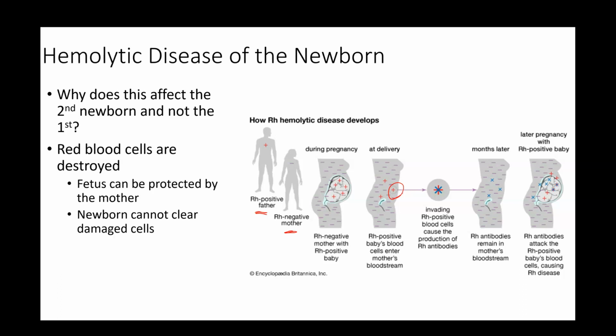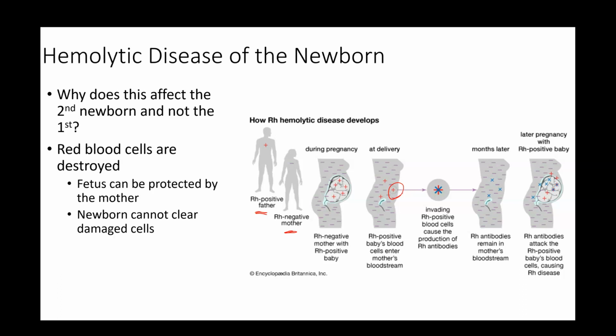Months later, years later, whatever it might be, the mom gets pregnant again, and this time the baby is also Rh positive. Remember that IgG can cross the placenta, right? So the mom has these Rh specific antibodies in her system, and they're going to recognize the red blood cells in the baby. They're going to destroy them, either by natural killer cells or by activation of complement.